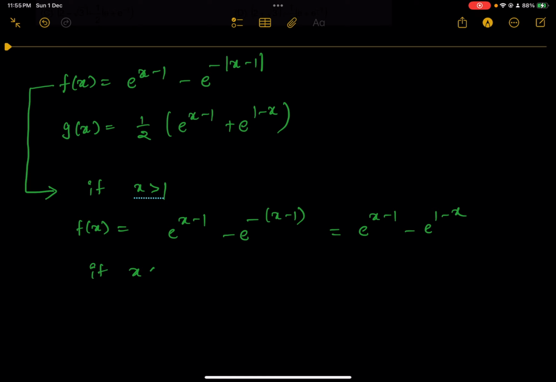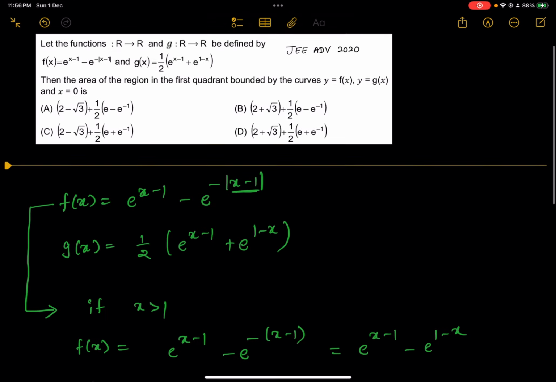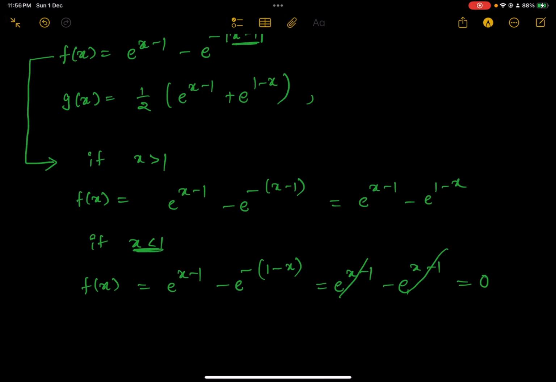If x is less than 1, let us say, f of x will be e to the power x minus 1 minus e to the power minus mod of x minus 1. When x is less than 1, this inner quantity is negative, so mod x minus 1 is 1 minus x. So that will be e to the power x minus 1 minus e to the power x minus 1, so this will be 0. Therefore, for x less than 1, f of x is 0, and g of x is this thing for all x. Now what are they asking?